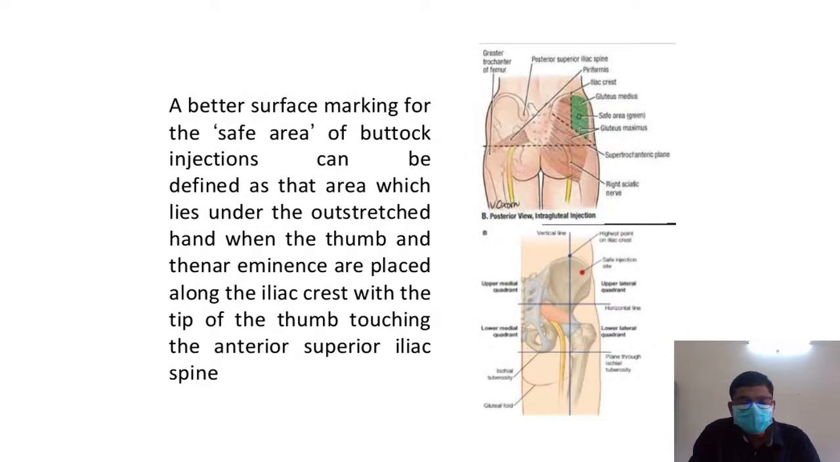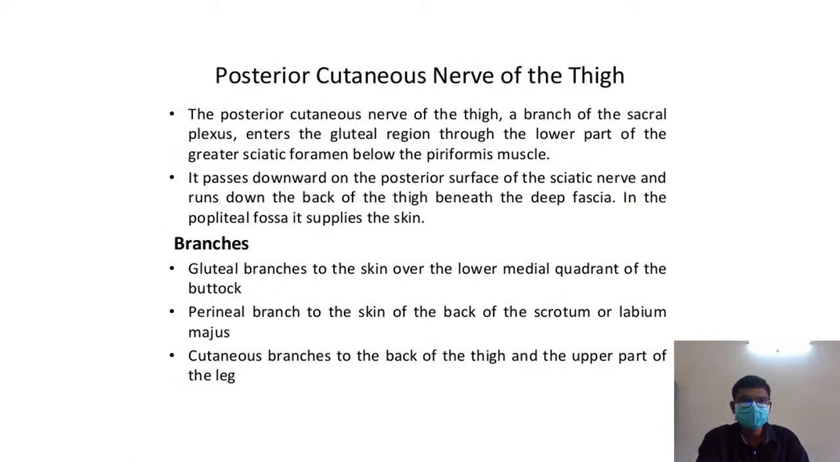So this is a very important picture for you clinically. The better surface marking for the safe area of buttock injections, that is the gluteal injections, can be defined as that area which lies under the outstretched hand when the thumb and the thenar eminence are placed along the iliac crest with the tip of the thumb touching the anterior superior iliac spine. So this green colored shadowed part is the safe area where you can give the intramuscular injections.